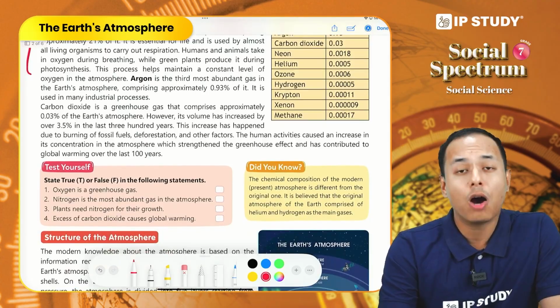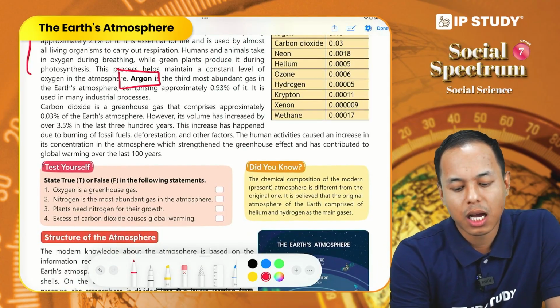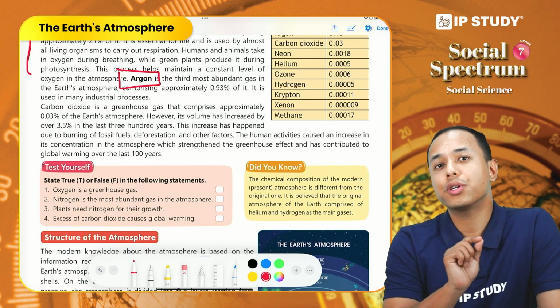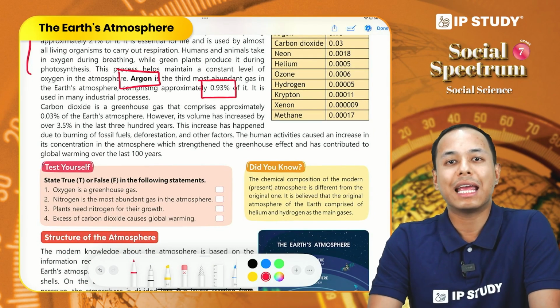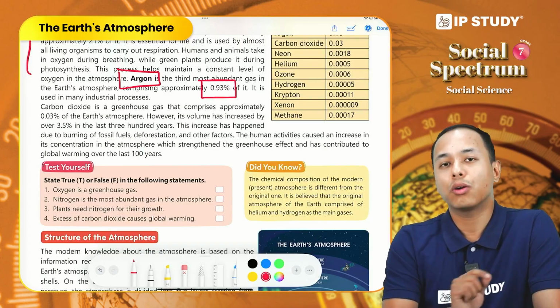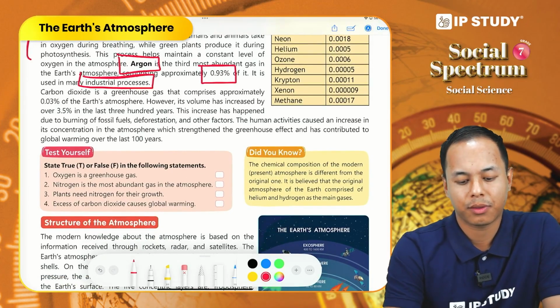Apart from these two, the third one is argon. The proportion of argon, however, is very small: 0.93%, and argon is mostly used in industrial processes.